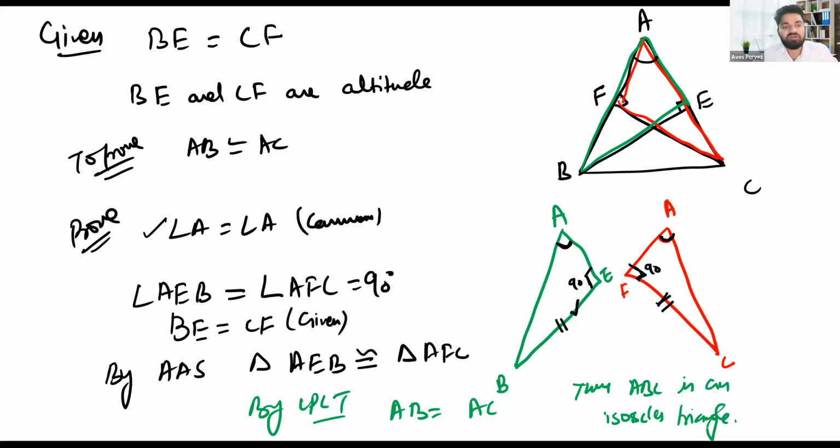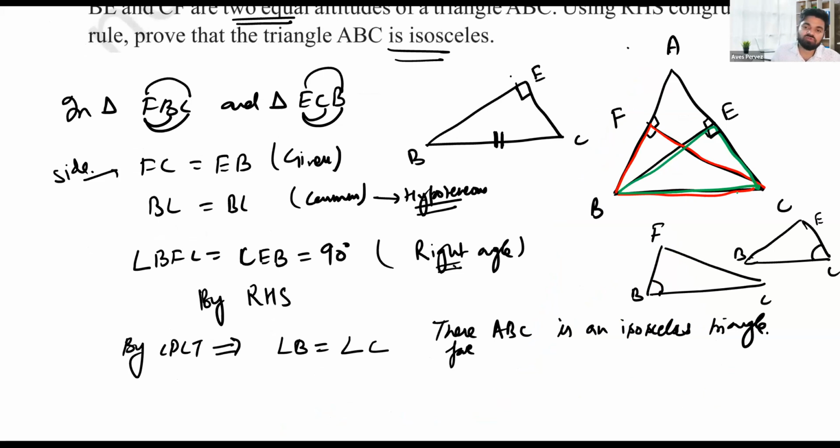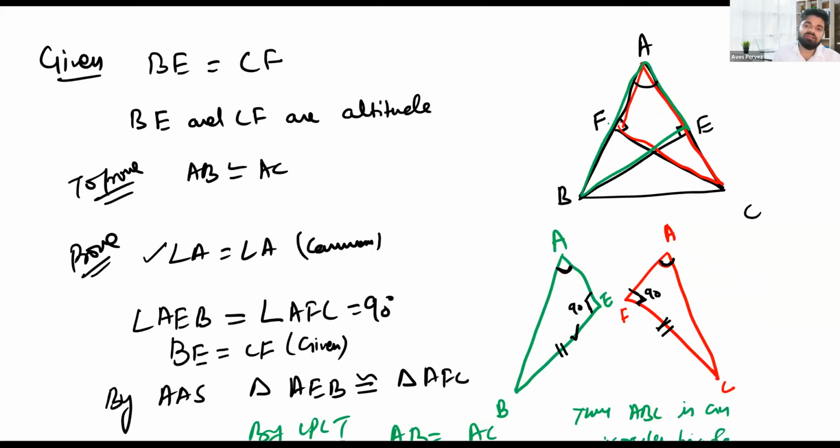So thus you can prove it. But if you need to prove this triangle ABC isosceles by RHS, then you have to take these two triangles. And if you have to prove this by angle side, then you have to take these two. Got it? Alvina, understood? Okay. So copy this one also.